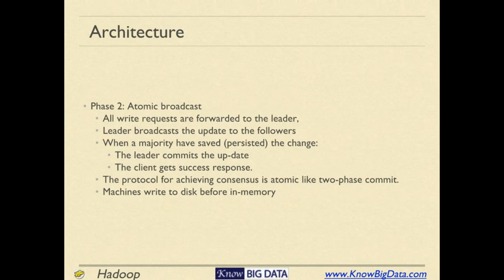So when majority saves the change, only then the leader says commit, and then the client gets a response that your change was successfully written. Okay, majority is again the keyword here, meaning if I have 5 nodes in the cluster, 3 is the majority, and unless 3 nodes successfully write the change, I would not get the response. But luckily, since all the 3 writes are happening in parallel, it does not take much time. The protocol for achieving the consensus is atomic, like two-phase commit.